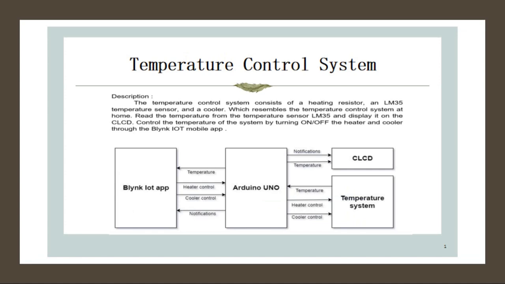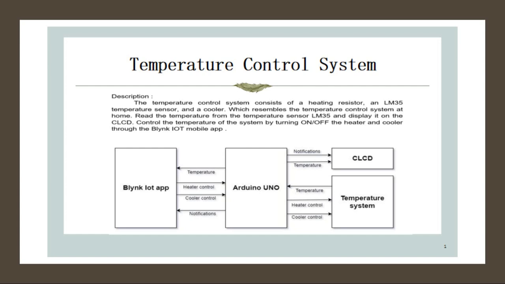Secondly, the temperature control system. The temperature control system consists of a heating resistor, an LM35 temperature sensor, and a cooler, which resembles the temperature control system at home. Firstly, read the temperature from the temperature sensor LM35 and display it on the CLCD. Control the temperature of the system by turning the heater and cooler on and off through the Blynk IoT mobile app.